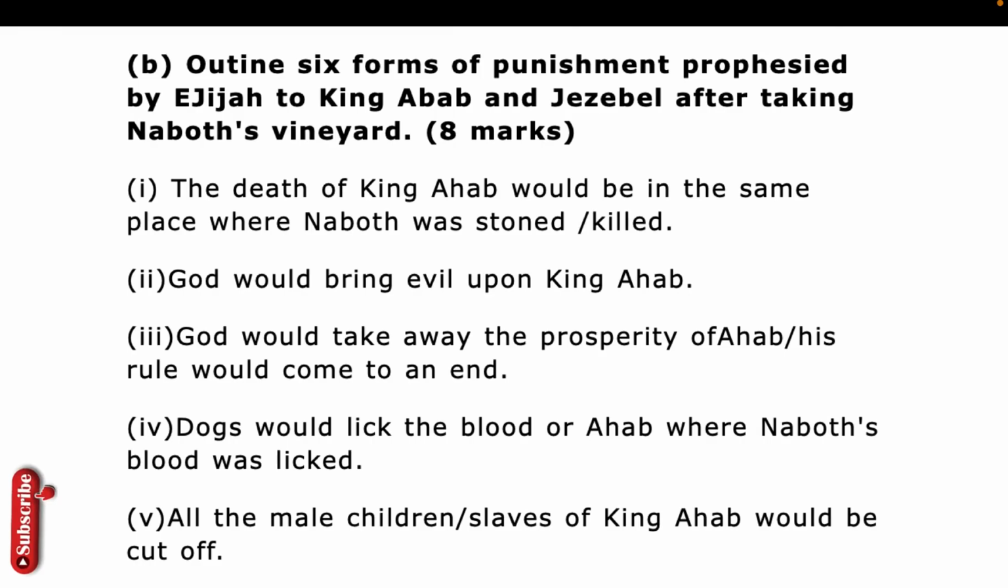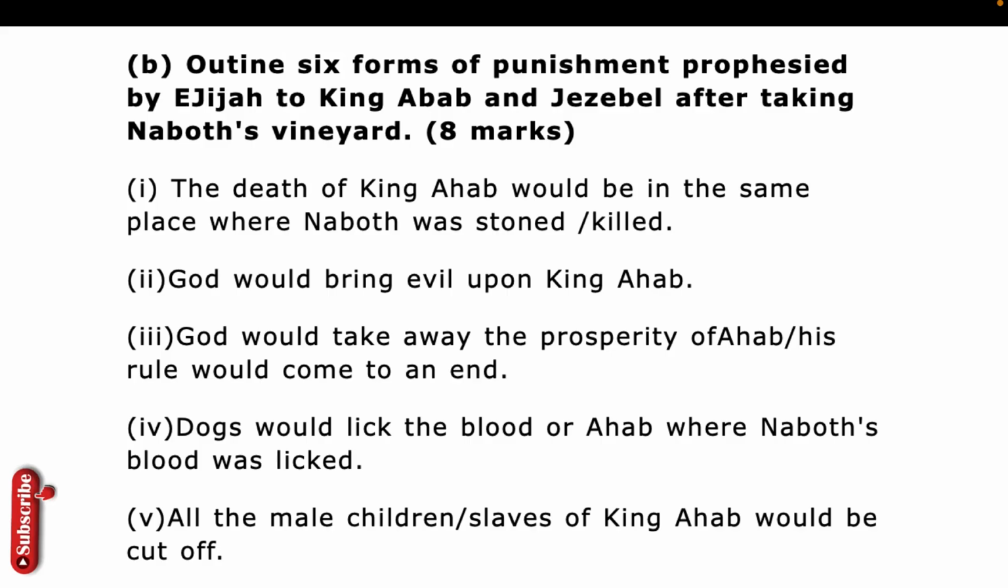Question 3b. Outline 6 forms of punishment prophesied by Elijah to King Ahab and Jezebel after taking Naboth's vineyard. 8 marks. The death of King Ahab would be in the same place where Naboth was killed, where he was stoned. God would bring evil upon King Ahab. God would take away the prosperity of Ahab. That is, his rule would come to an end. Dogs would lick the blood, or would lick Ahab where Naboth's blood was licked.